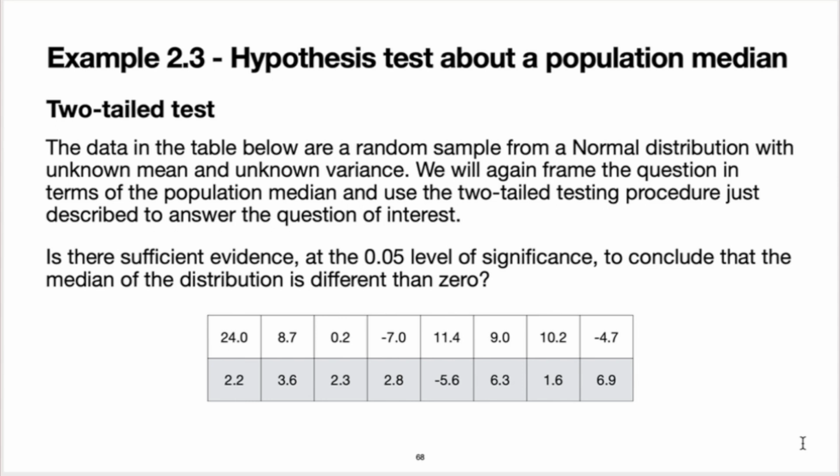So the question is, is there sufficient evidence at the 0.05 level of significance, or something close to that, or perhaps the closest attainable significance level no greater than 0.05? Is there sufficient evidence to conclude that the median of the distribution is different than 0? So here, the hypothesized value of the population median is 0. If we look at the data, the y values, we see that we've got some positive values and some negative values. And so the question is, is there sufficient evidence in the data to lead us to the conclusion that the median is actually not equal to 0?